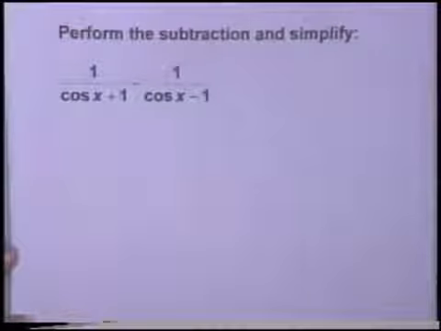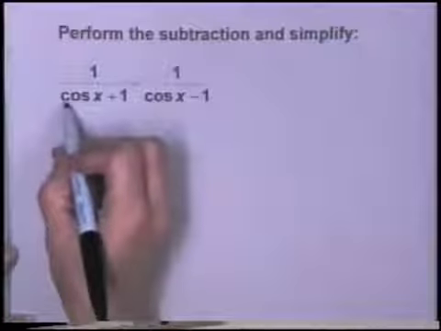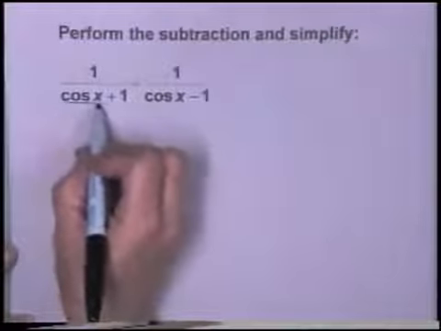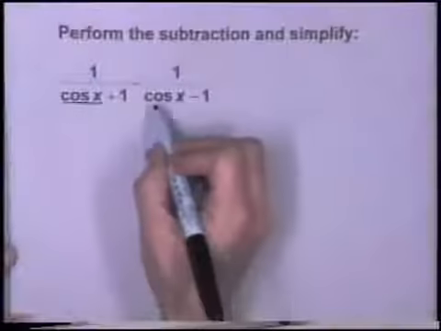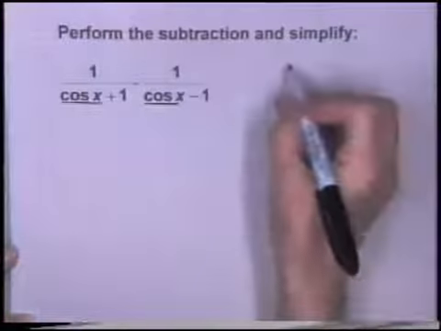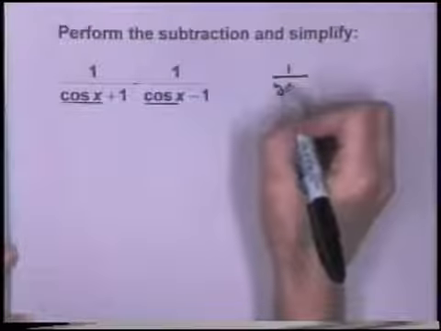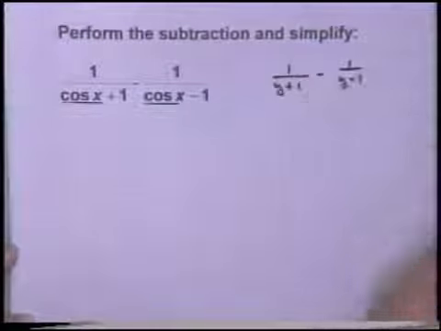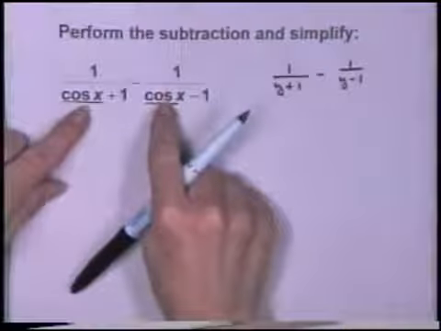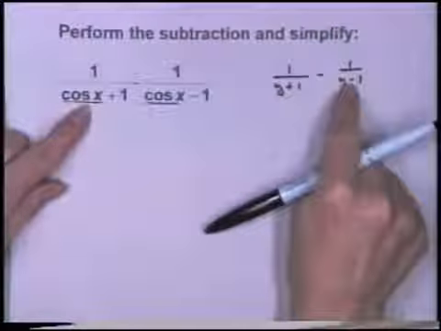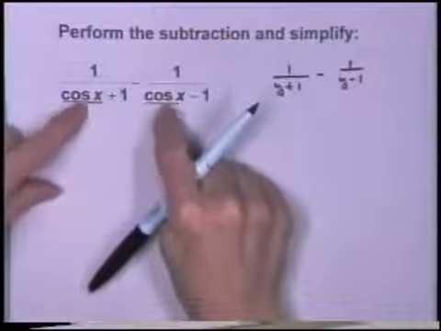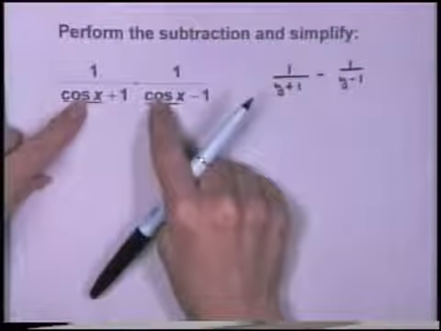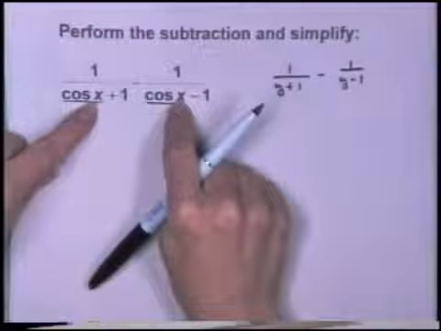Now, the trick here is to look at the trig function the way you used to look at a variable. In other words, if this cosine x right here was, say, the variable y, then this would be sort of like having 1 over y plus 1 minus 1 over y minus 1. This cosine x is just like having a single variable. Remember, cosine x is an entire quantity. We can't separate the function name from its argument.